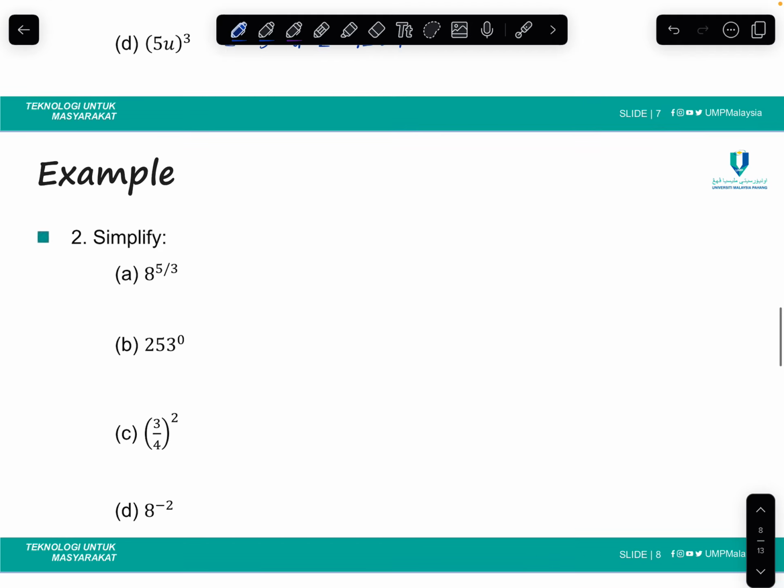Question 2, simplify. Question A, 8 power of 5 square root of 3. We can write like this, or you can bring the power of 5 outside, so inside the bracket is just this one. The square root of 3 for 8 is 2, so 2 power of 5 equals 32. 2B, 253 power of 0, we know that everything that has power 0 equals 1.